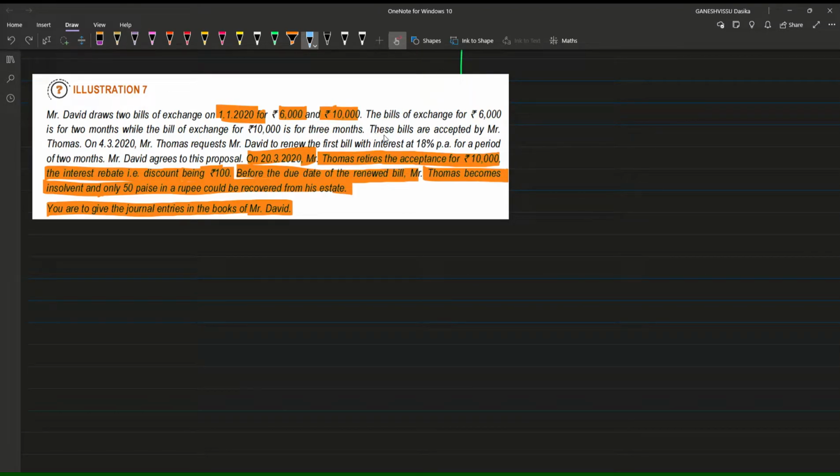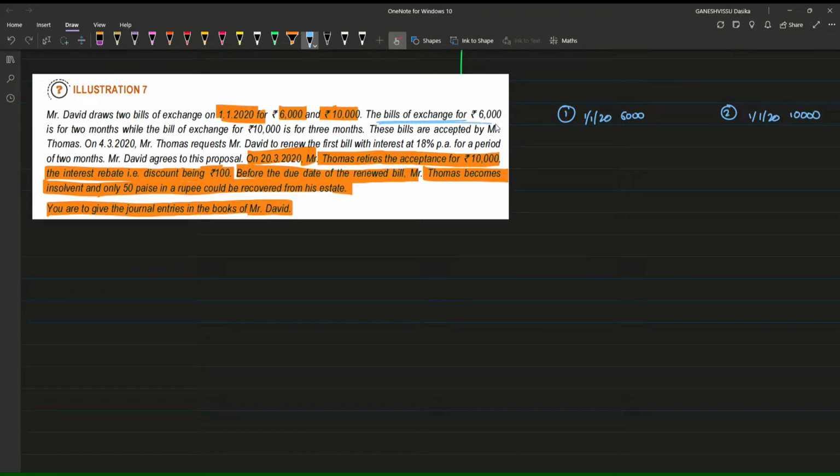Okay, let me explain to you illustration number 7. What is happening here? David is drawing two bills of exchange, first bill and second bill. Both bills have been drawn on 1 1 2020. This one is for 6,000 rupees and this one is for 10,000 rupees.